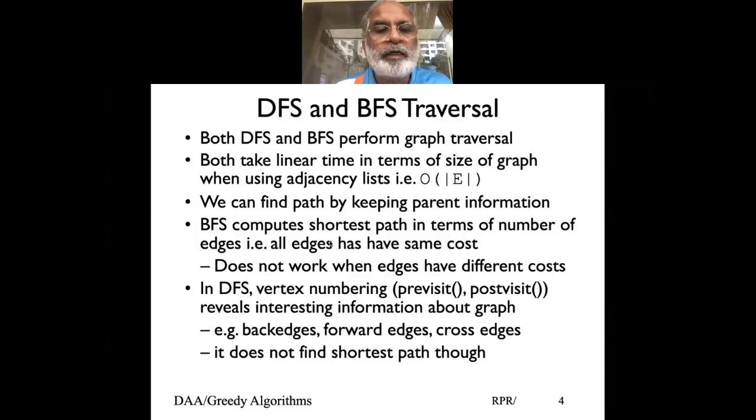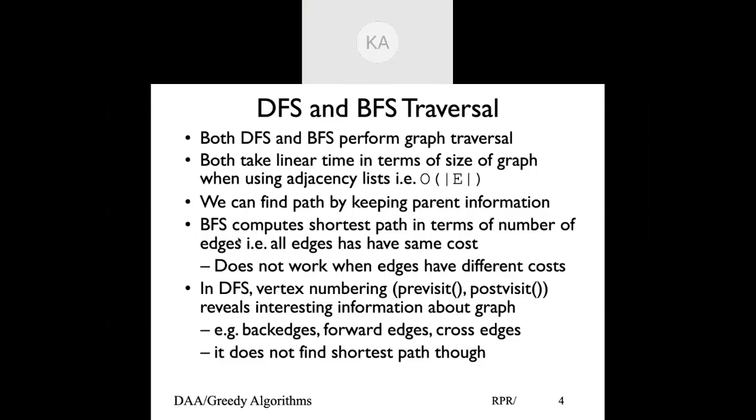We are also seeing that if you do BFS and I'm looking only in terms of edges, or if all edge costs are the same, then BFS can give me the shortest path. I can go depth wise and find the shortest path to each node. But if edges have different costs, then following a BFS does not work.